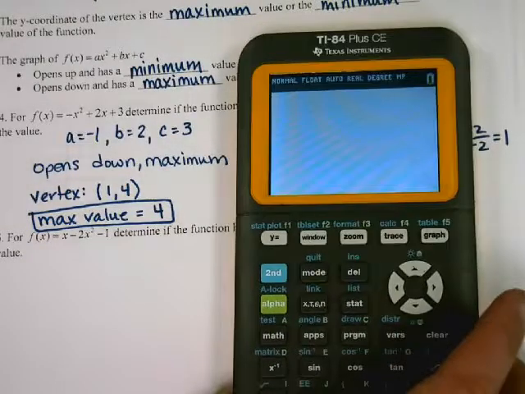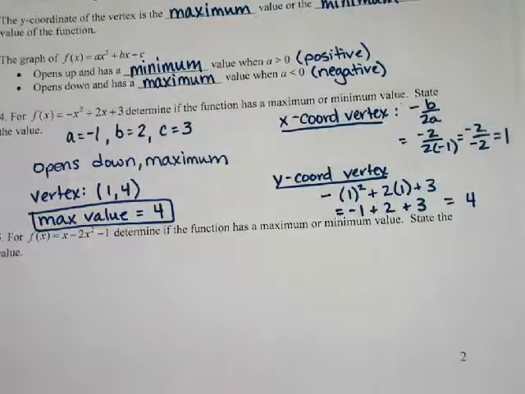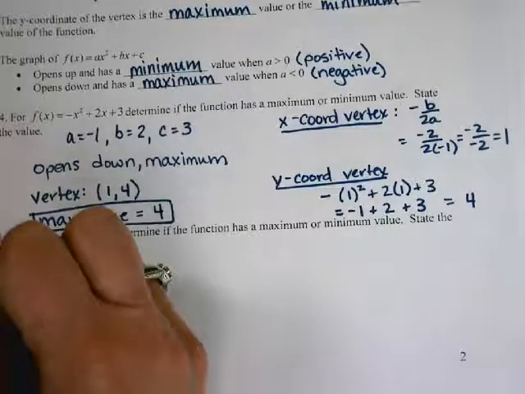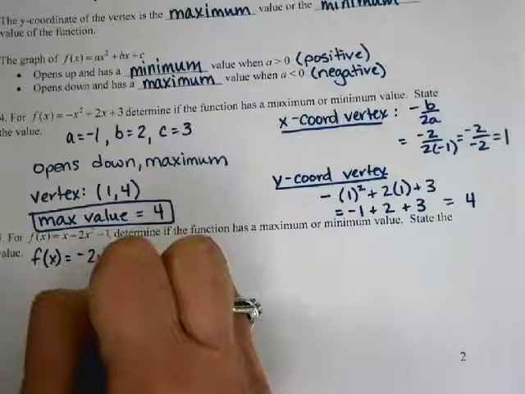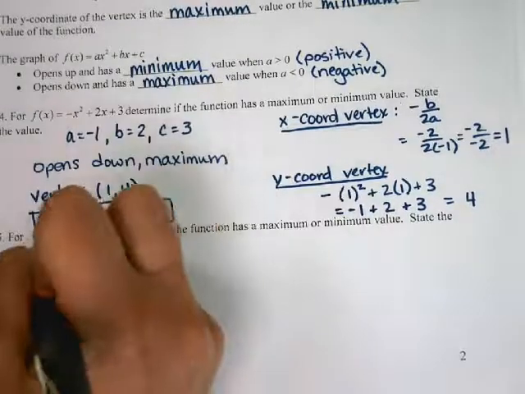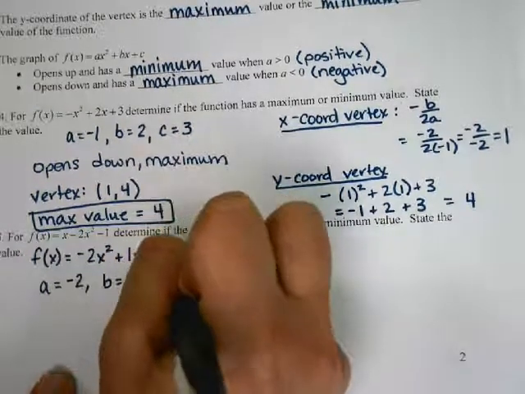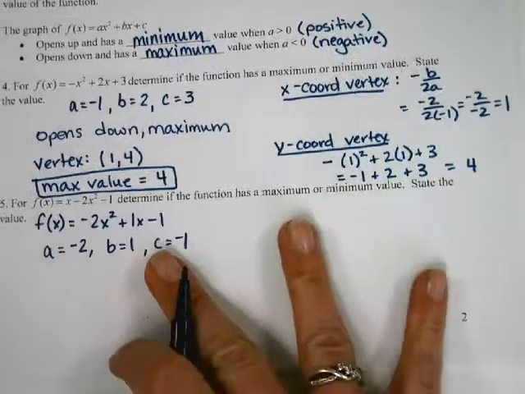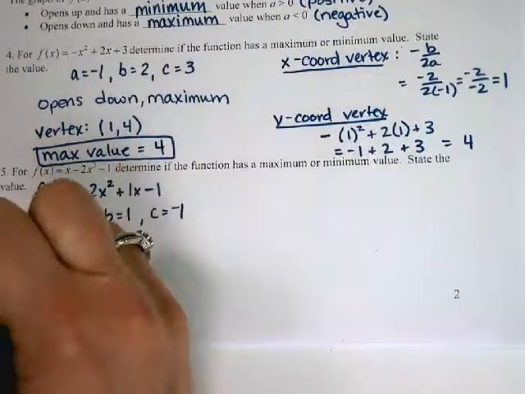All right, last one, number 5. Number 5 says, for f of x equals x minus 2x squared minus 1, determine if the function has a maximum value or a minimum value. State the value. All right, first of all, let's put it in the correct order. So f of x equals negative 2x squared plus 1x minus 1. I'm going to state a, b, and c. A is negative 2, b is positive 1, c is negative 1. Look at your a value. A is negative. When a is negative, I have a maximum value, and he opens down.